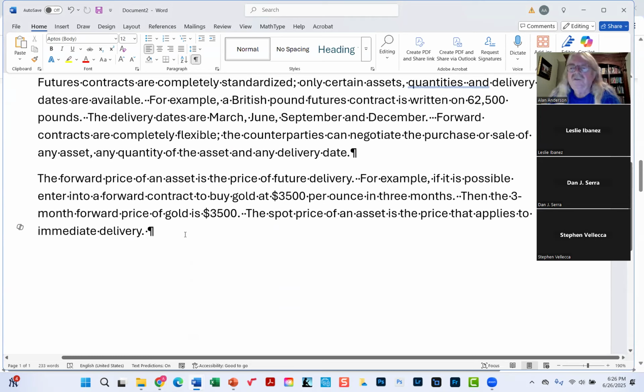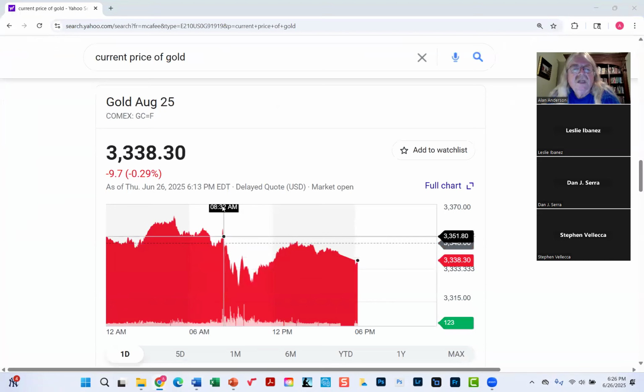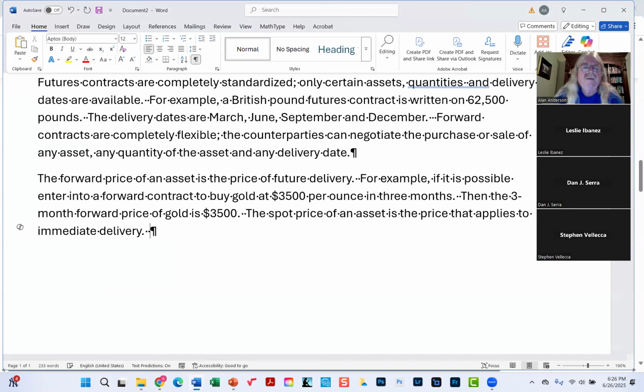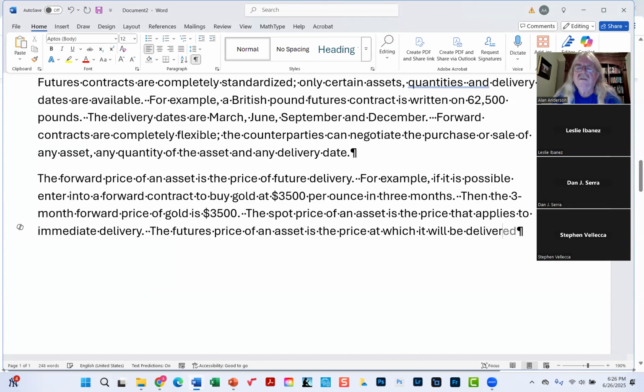So yes, the forward price just simply means that's the price. If you're going to take future delivery, that's how much you'll pay for it at the time. Now the futures price has the same idea. It is the price at which it will be delivered at the maturity date of the contract. So it's the same basic idea.